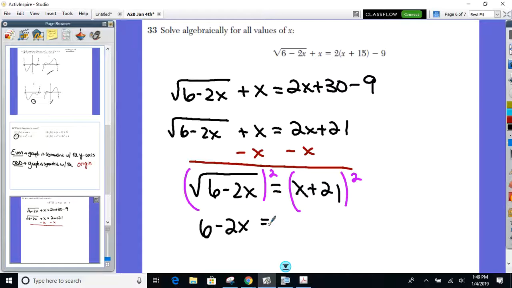I stress out every time you have to do something like this. How are you going to tackle this? Just double distribute, FOIL, whatever you called it back in the day. X plus 21, x plus 21.